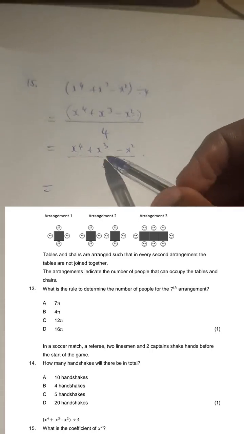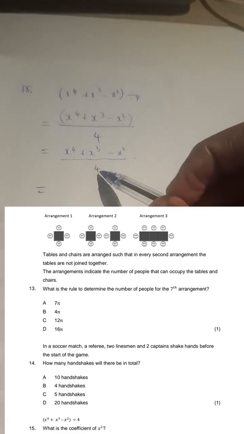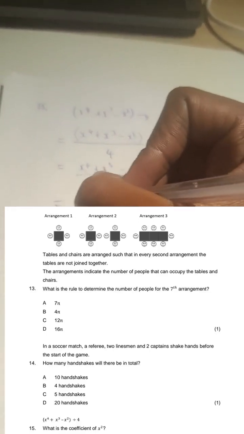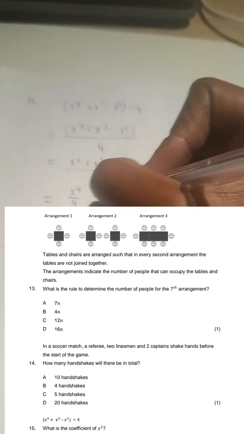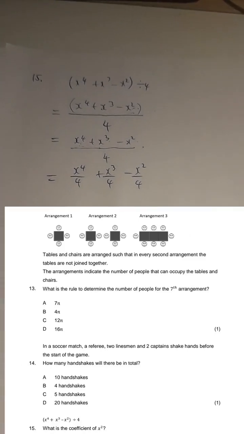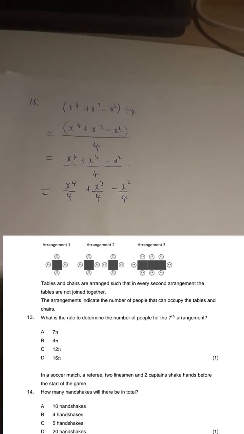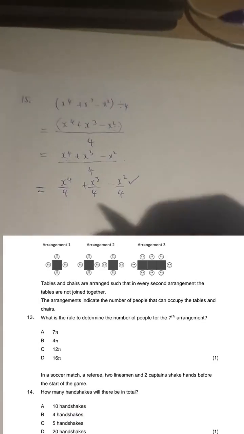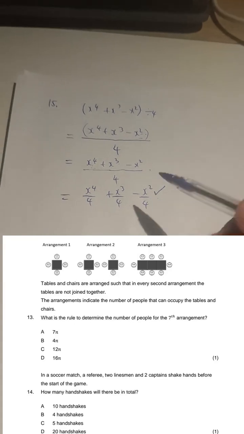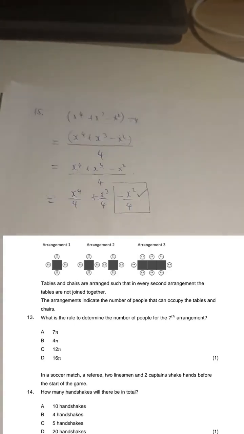And now what can you do? You can split these terms over this common denominator, which is 4. So I can write this as x to the power 4 over 4 plus x to the power 3 over 4 minus x to the power 2 over 4. What did the question say? What is the coefficient of x squared? So our focus is on this last term, the x squared term.